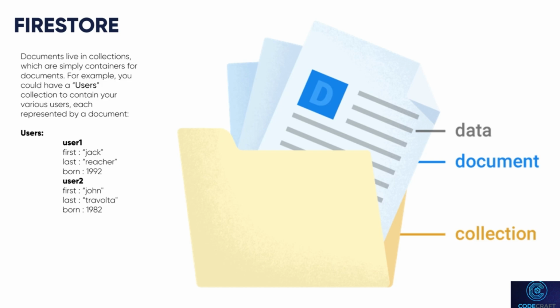Firestore allows for rich querying of documents within a collection based on field values, making it easy to filter and retrieve data that meets specific criteria. When designing your Firestore data structure, it's crucial to consider your application's data access patterns, how you plan to query and retrieve data. Firestore's flexible data model allows you to adapt your database structure to fit the needs of your application as it evolves.